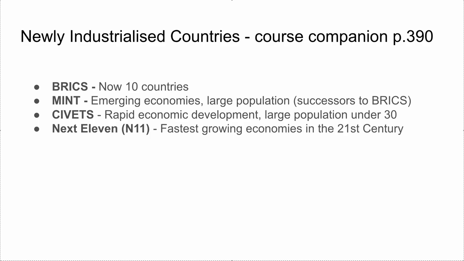There's the Next 11. Now, Bangladesh, Egypt, Indonesia, Iran, Mexico, Nigeria, Pakistan, Philippines, Turkey, South Korea, Vietnam. These are considered the fastest growing economies in the 21st century. So notice that Turkey is in all three: MINT, CIVETS, and the Next 11. Similarly, South Africa is in BRICS and CIVETS, so they overlap. And you will find all of this in your course companion on page 390. Make sure you go to that page and have a look.